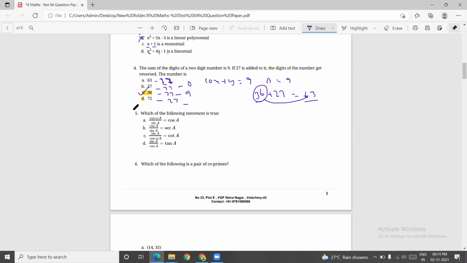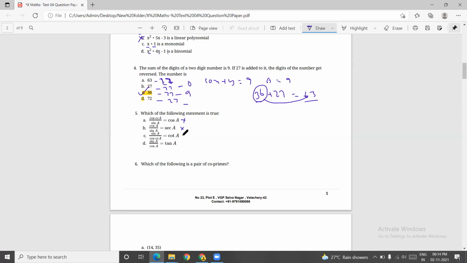Option D, sir. Option B. D, sir. Cosecant by sine. It is cosecant square A or 1 by sine square A. This is not the right option. Cos by sine is cot, so it's not secant.